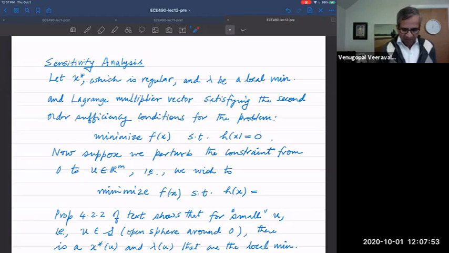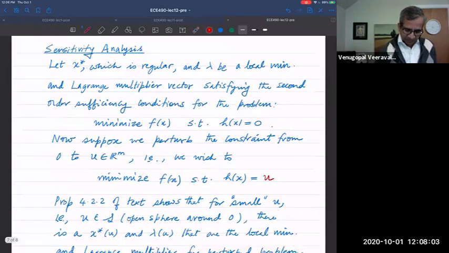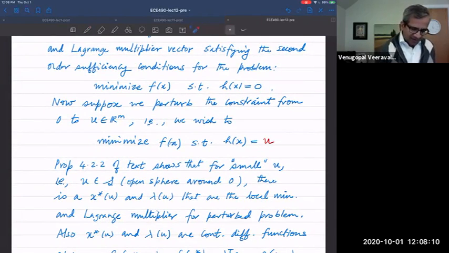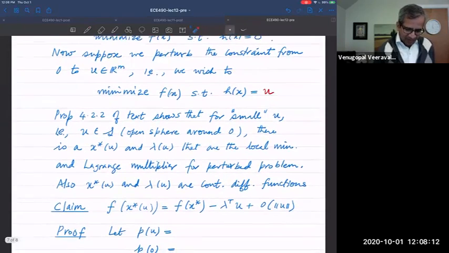So what happens then to the optimization problem is that we are minimizing f of x such that h of x equals u, other than 0. Now we could show, and this is very technical, so I'm not going to do this here, but you can read the book if you're interested.